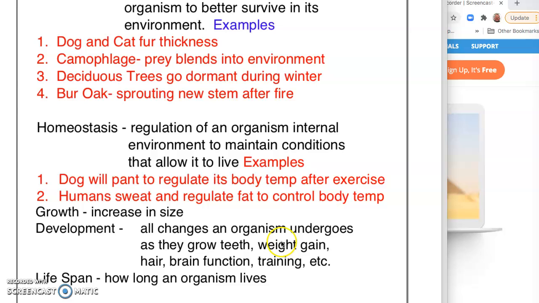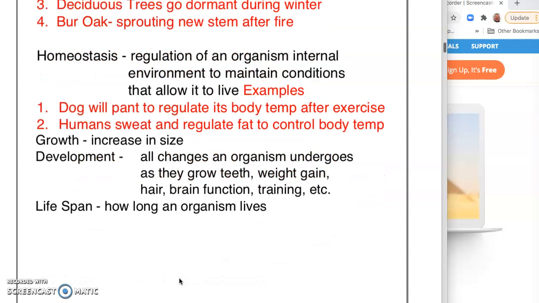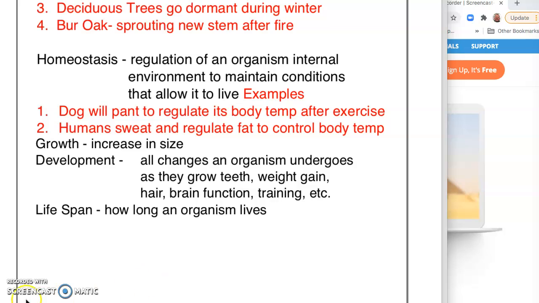And lastly, we have a lifespan. It's how long an organism lives. So that's one example. Now some examples of these things that I've been talking about, the functions of life.